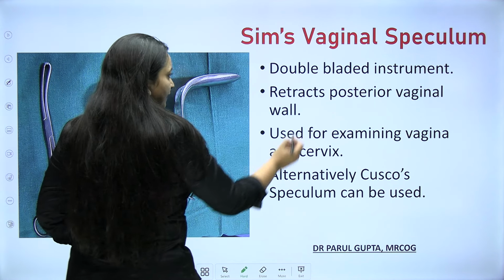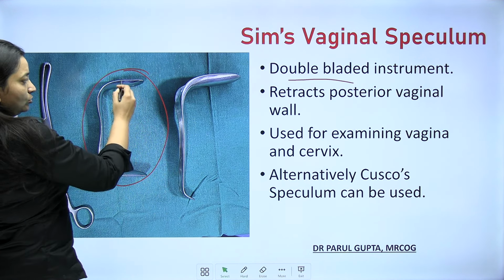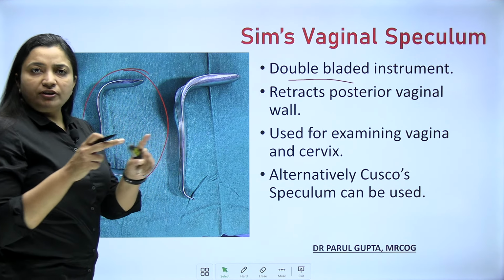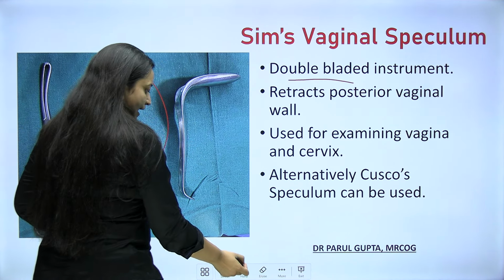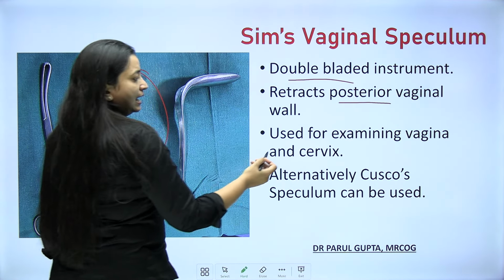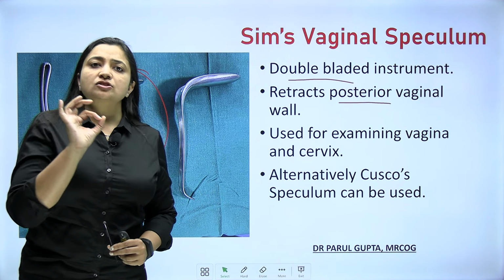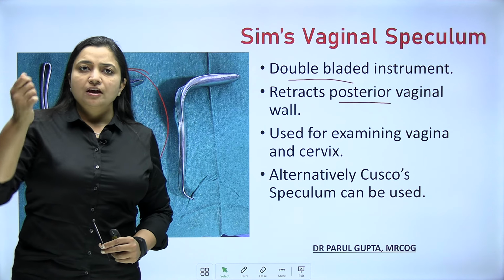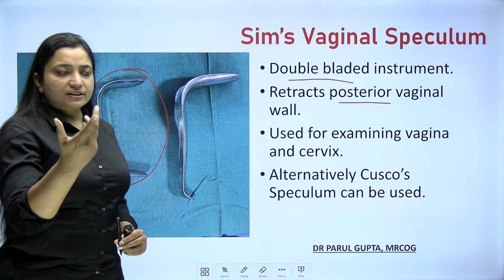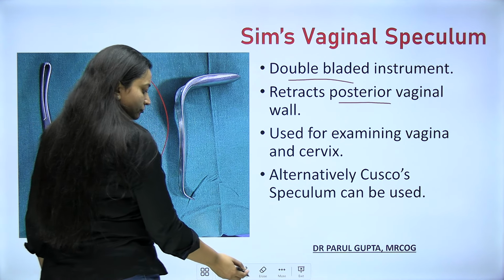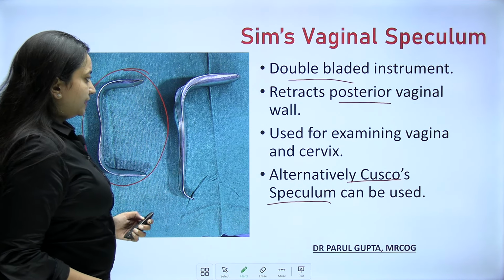So, it is a double bladed instrument. Mostly you will find this is the most common variety, where it could be used from both the ends. The width of both the ends is different for different sized vaginas. It retracts the posterior vaginal wall and is used for examining vagina as well as cervix. This is important because this is not a self retaining speculum. You can adjust it and you can examine the vagina also and the cervix definitely. But an alternative to this is a Cusco speculum, about which I will be talking in a short while.